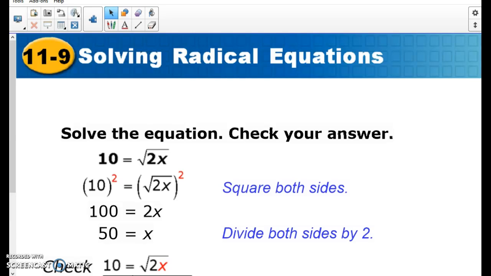This one says 10 equals the square root of 2 times x, so we square root that 2 times x to get it to go away. And if we do it to one side, we have to do it to the other side. So then we're left with 100 equals 2x. It's 2 times x, so we're going to divide both sides by 2. So x will be 50.